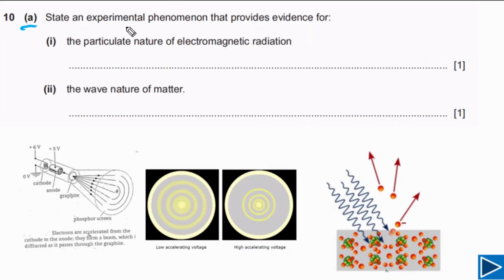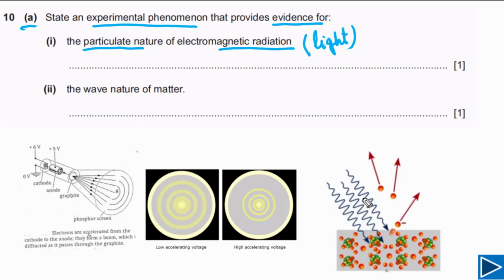For part A, we need to state an experimental phenomenon that provides evidence for the particulate nature of electromagnetic radiation. Electromagnetic radiation, simply you can understand, light is also electromagnetic radiation. Light is an example of electromagnetic radiation. Particulate nature means particle nature, means light behaves as a particle. So we need to state the experimental phenomenon for that situation where light behaves as a particle.